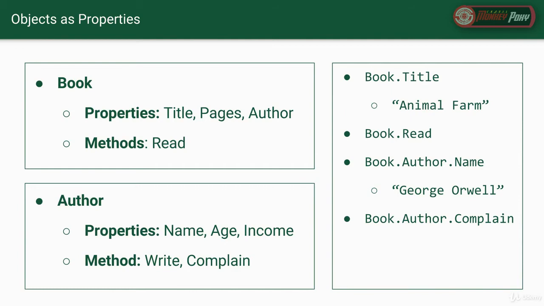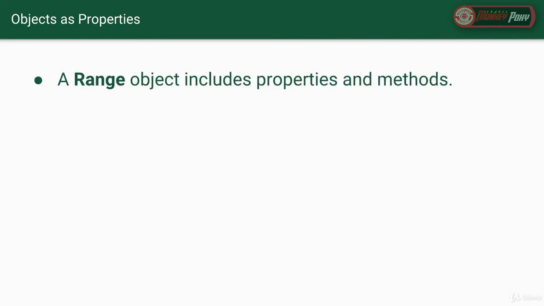Let's once again tie this concept back to Excel. So let me provide you one example. In VBA, we have this concept of a range object, and a range just represents a clump of one or more cells on a worksheet. Like any object in VBA, a range object includes properties and methods. Some of the properties on a range object correspond to other objects.